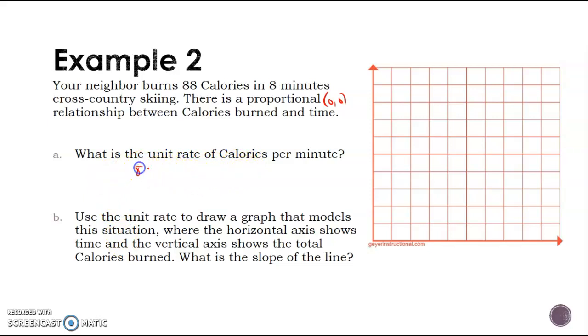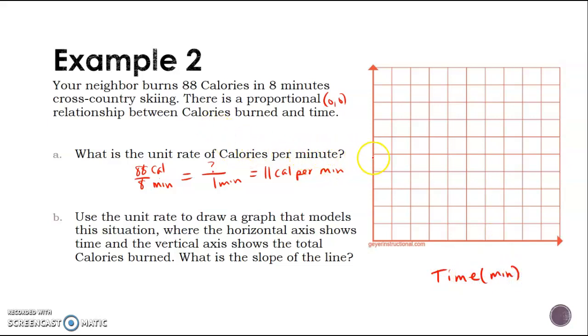And so to find the unit rate, we know that we burn 88 calories in 8 minutes, right? Calories, minutes. So we want to know how many calories in 1 minute. And so I'm going to divide both by 8. And so I end up with 11 calories per minute. Now, we're going to use the unit rate to draw a graph that models this situation. Our horizontal axis is going to show time, so we're going to label that. We should always label in minutes.